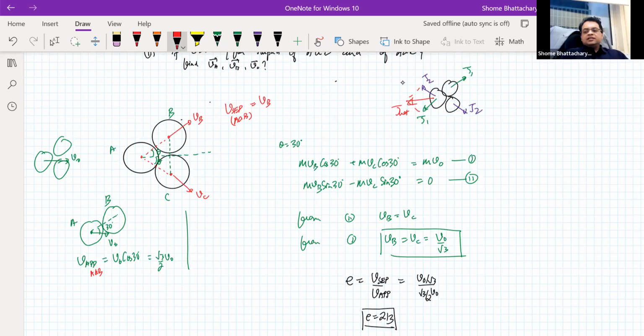Nonetheless, there is some defined coefficient of restitution for each pair, because each pair of bodies, whether you look at A and C or A and B, they are approaching each other at a certain rate and then they are separating at a certain rate.